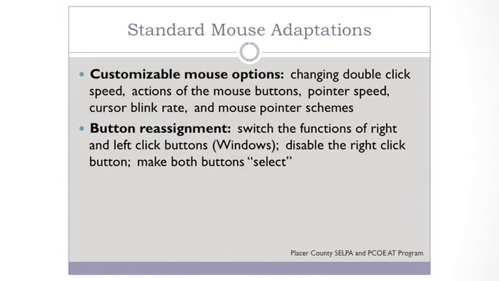Some of the standard mouse adaptations that you can do: you can customize how your mouse is working by changing the speed of the click. You can change what the left and right click buttons do. There's a way to adjust how quickly the mouse moves across your screen. And also, again, you can change the size of that cursor. You can also reassign the buttons; the left and right click can be identified differently.